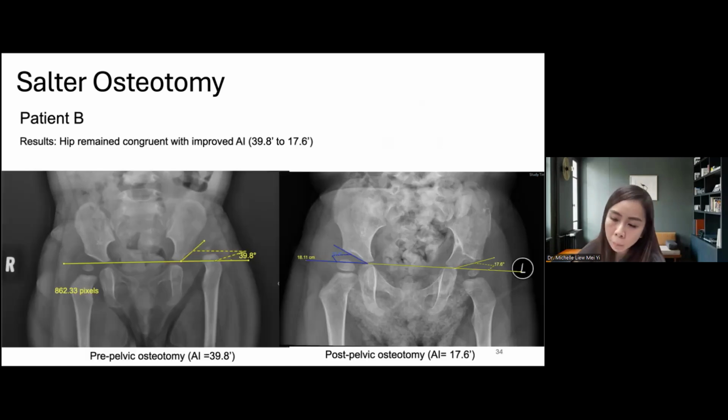So following the procedures, you can appreciate the improvement in the acetabular index from 39.8 degrees to 17.6 degrees. And you can appreciate as well a well-seated left femoral head within the acetabulum following the surgery.